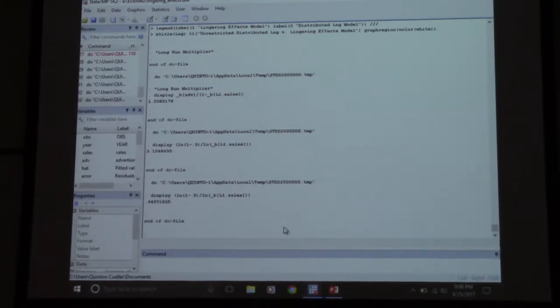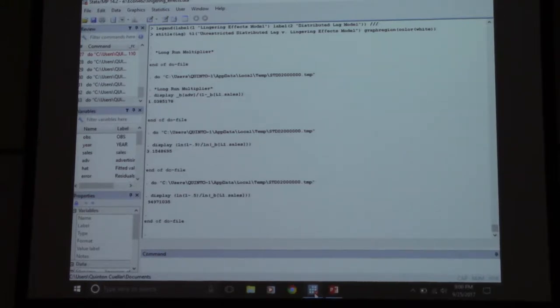Which I think kind of makes sense, especially when it comes to things like remembering stuff. You don't forget stuff in a linear fashion. You start to forget, and that rate of forgetfulness starts to decline pretty rapidly. So I think that's what we're talking about with advertising. How long is it going to last? We don't think it's going to behave linearly.